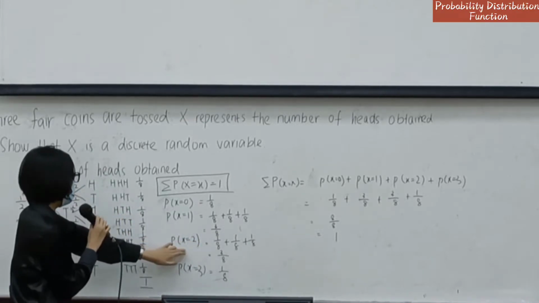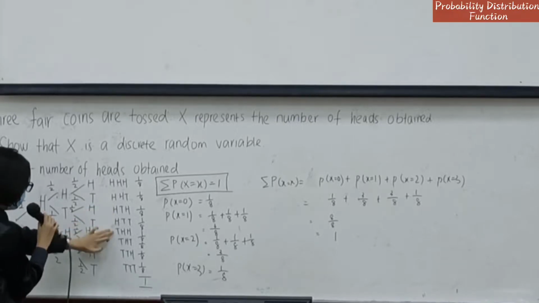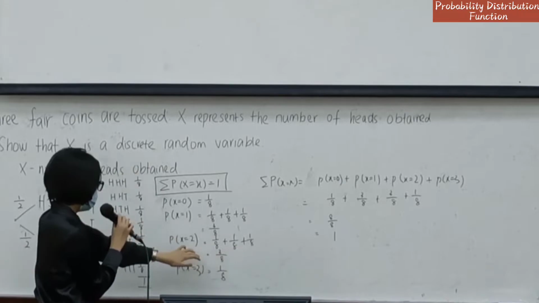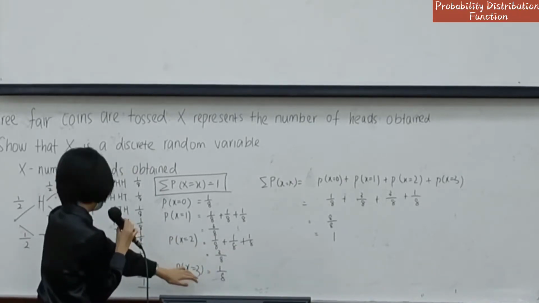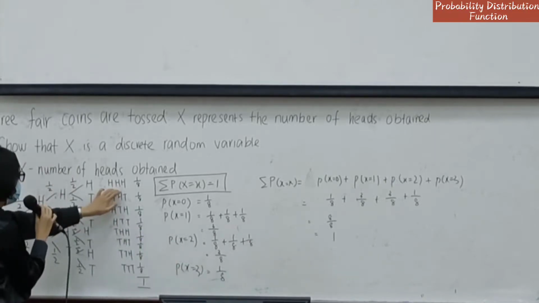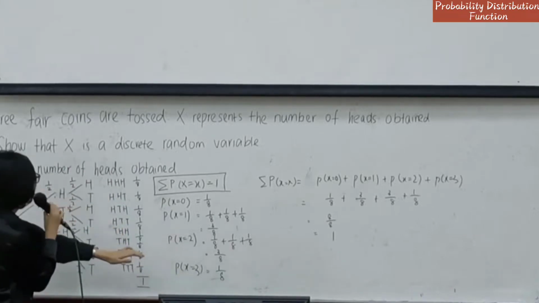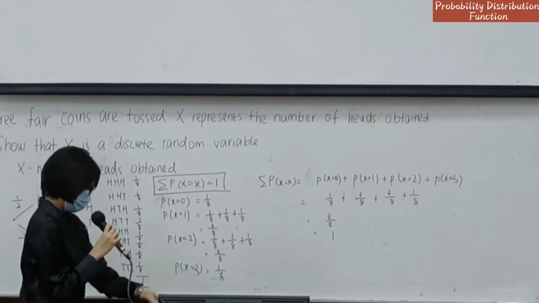And for 2 heads out of 3, we can see head, head, tail; head, tail, head; and tail, head, head. So 1/8 plus 1/8 plus 1/8, which is 3/8. And lastly, we have 3 heads out of 3, which is head, head, head, so 1/8. We stop at X=3 because we only tossed 3 fair coins, so we do not have 4.